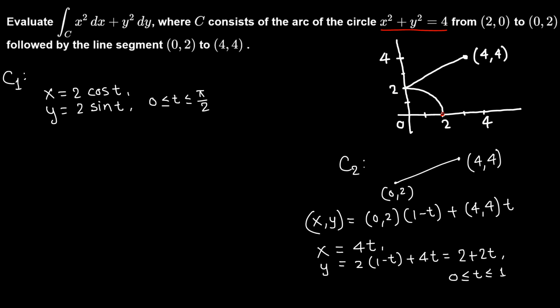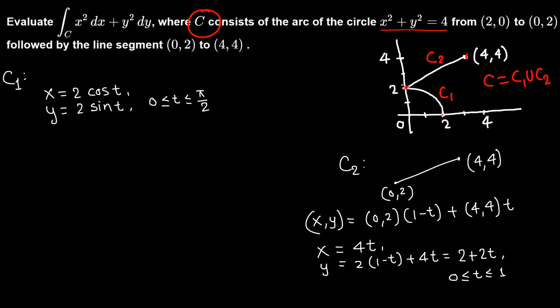This is (2, 0), and here (0, 2). Let's say this portion of the circle is C1, just this part, and we have a line segment from (0, 2) to (4, 4). Let's say that's C2, and the given curve C is C1 plus C2, that is, C1 union C2.